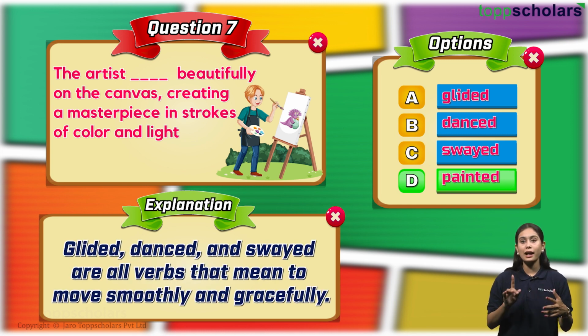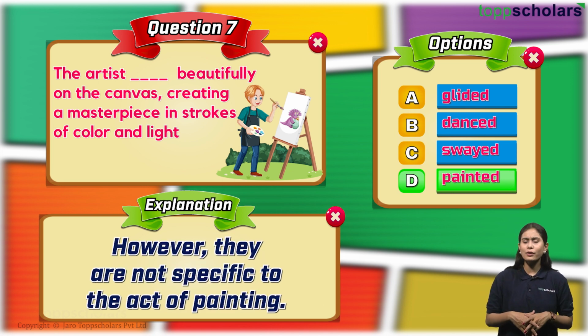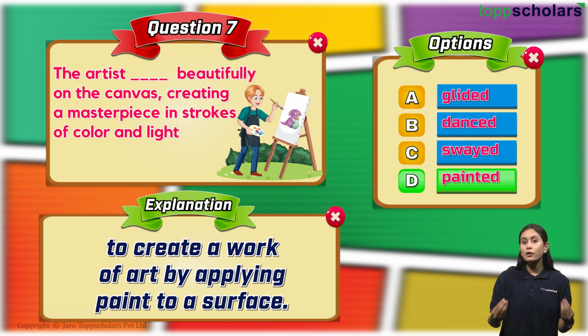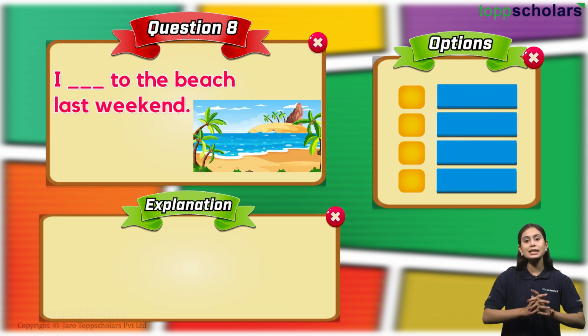Glided, danced, and swayed are all verbs that mean to move smoothly and gracefully. However, they are not specific to the act of painting. Painted is the only verb in the options that specifically means to create a work of art by applying paint to a surface. Next question, I dashed to the beach last weekend.